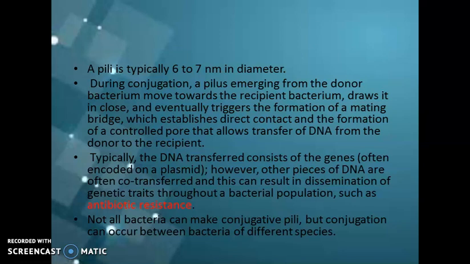The pili is typically, what is its length? 6 to 7 nanometers in diameter. So it is very small, only observable through electron microscopy. In the case of light microscopy, we can't see this structure. So what happens during conjugation?